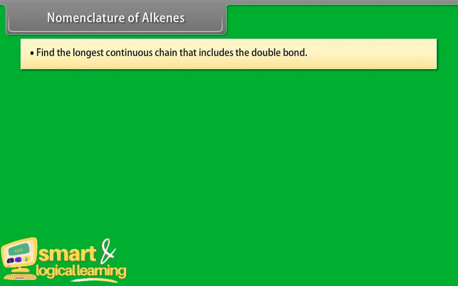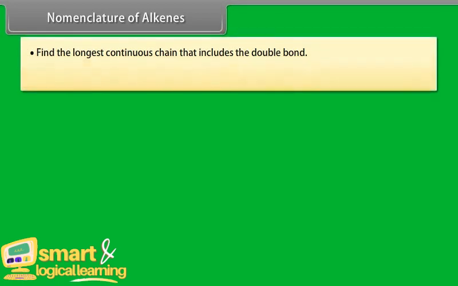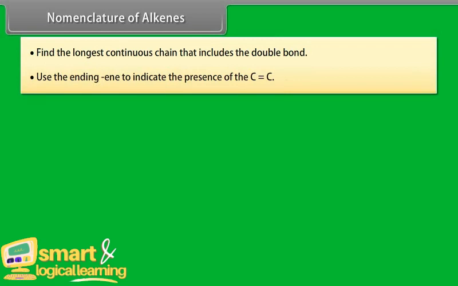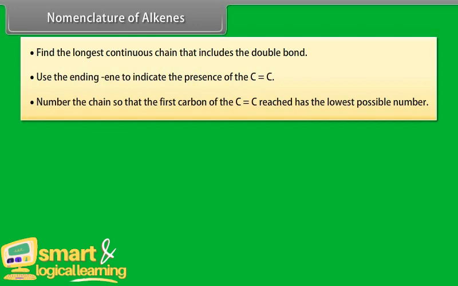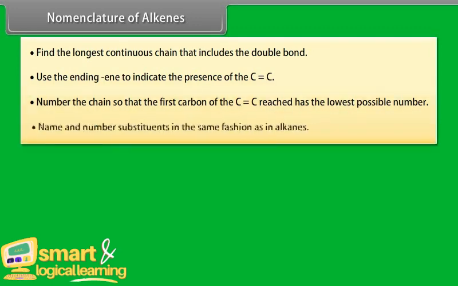Nomenclature of alkenes. Step 1. Find the longest continuous chain that includes the double bond. Step 2. Use the ending -ene to indicate the presence of a carbon-carbon double bond. Step 3. Number the chain so that the first carbon of the carbon-carbon double bond has the lowest possible number. Step 4. Name and number substituents in the same fashion as in alkanes.